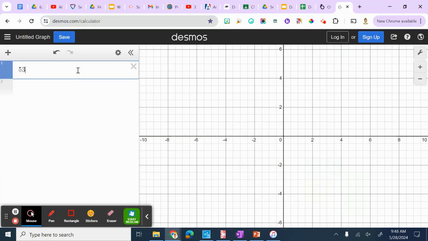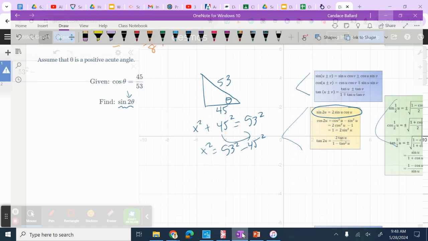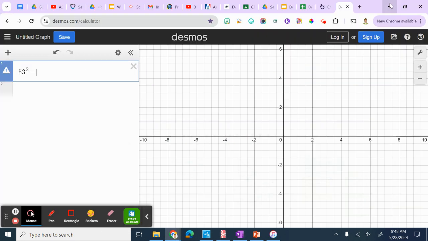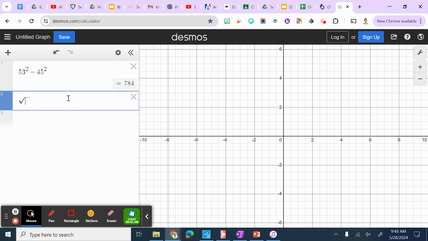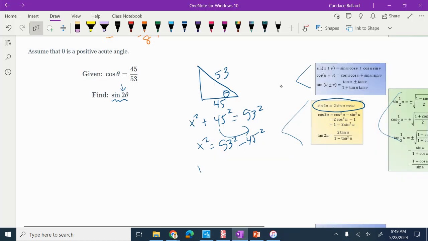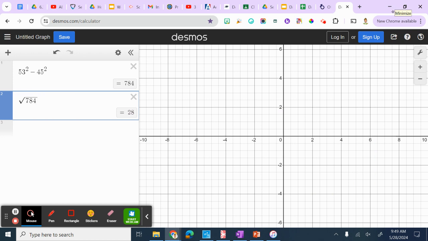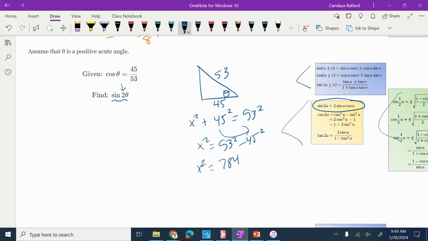So 53 squared minus 45 squared. That gives 784, and then I'm going to take the square root of that to finish off my Pythagorean theorem. So I know that it's 28. It was 784, and then you take the square root of both sides and you get 28. So I know that that's 28 right there.